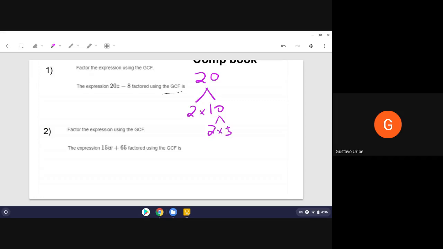So for 20, I'm going to get 2 by 2 by 5. Right? It goes like that. And now I'm going to do the same thing, but I'm going to find it for 8. And just FYI, remember, this is a negative 8 right here, because the negative is right next to the 8, or this minus. Remember, I like to tell you to think of them as the same thing, as a negative and a minus. So this is a minus 8 or a negative 8.